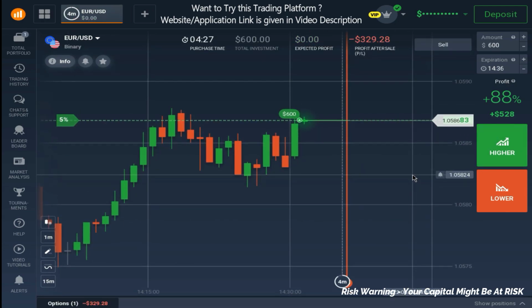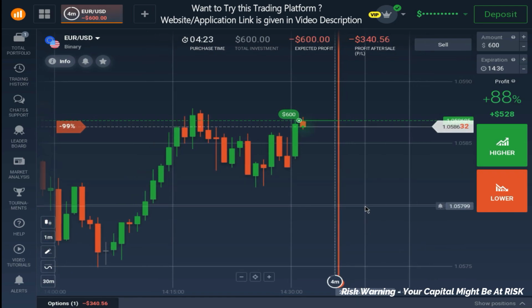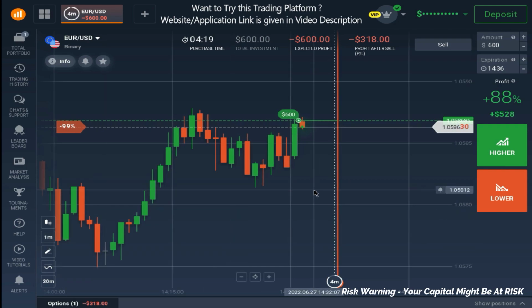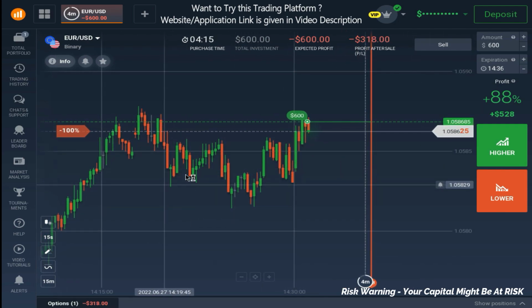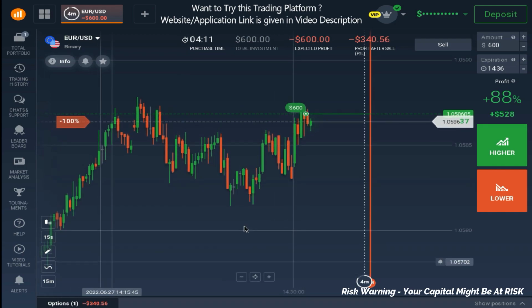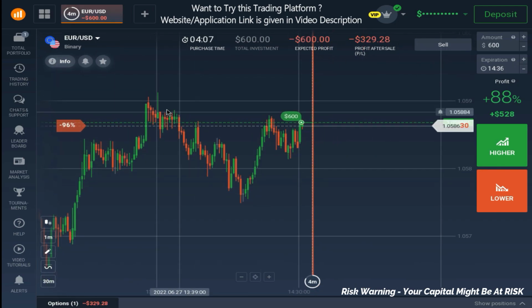So we have placed our trade. We got a good reversal pattern here. This is an inverted head and shoulder. Let me show you in a smaller time frame so that you can understand it well. So as you can see, this is the head and this is the first shoulder and this is the second shoulder. So it's an inverted head and shoulder pattern formed on an uptrend.